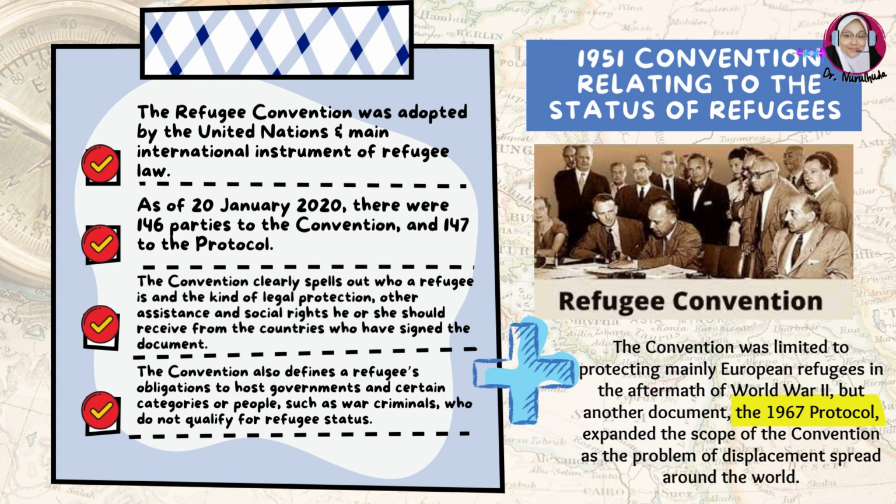For example, as of 20 January 2020, there were about 146 parties to the convention and 147 to the protocol already. The convention clearly spells out who a refugee is and the kind of legal protection, assistance and social rights he or she should receive from the countries who have signed the documents. It also defines a refugee's obligations to host governments and certain categories of people, such as war criminals, who do not qualify for refugee status. This convention was adopted by the UN and is one of the main international instruments of refugee law.